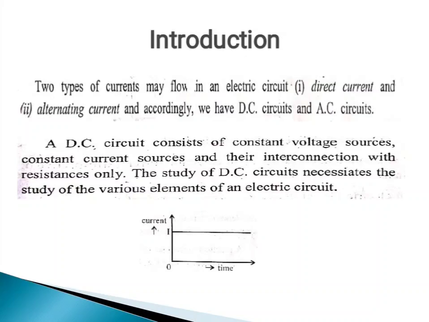A DC circuit consists of a constant voltage source, a constant current source, and their interconnection with resistance only. The study of DC circuits necessitates the study of various elements of an electric circuit. The graph shows that as time varies, the current remains constant. So it is a direct current, where the current remains almost constant as time changes. But in an AC circuit, as time changes, the current magnitude will change. That's why it is called alternating current.